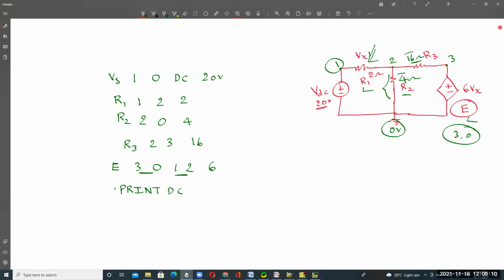DC. For example, if you want to find voltage, we have to find the voltage across this node, and I of R1. So like this, .PRINT DC, we have to write I of R1 and then .END. So like this, we have to write the program in PSpice. Okay, so this is the program, and then how to connect this circuit in PSpice.